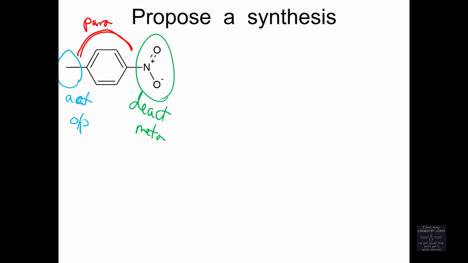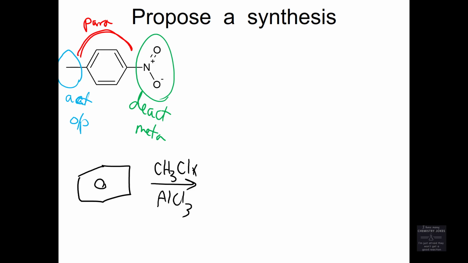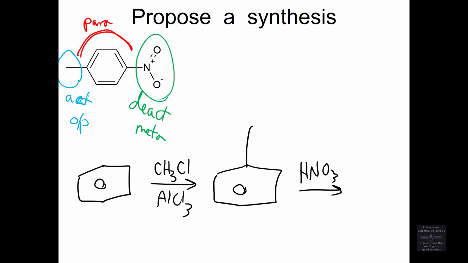Synthesize the following from benzene. If you start with benzene, put the para-director on first because they're para to each other. So I'm going to put on my carbon group like so. And then I'm going to put on my nitro: HNO3, H2SO4, nitric and sulfuric acid. Para-nitrotoluene. Done. Okay.